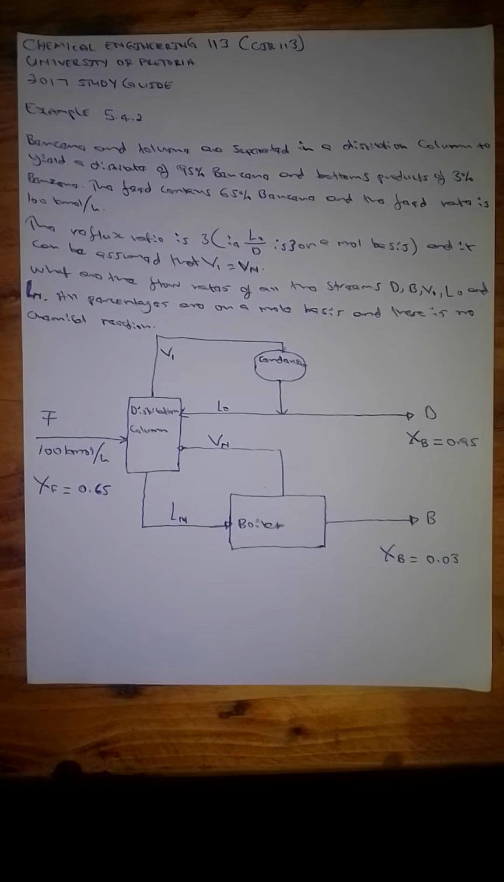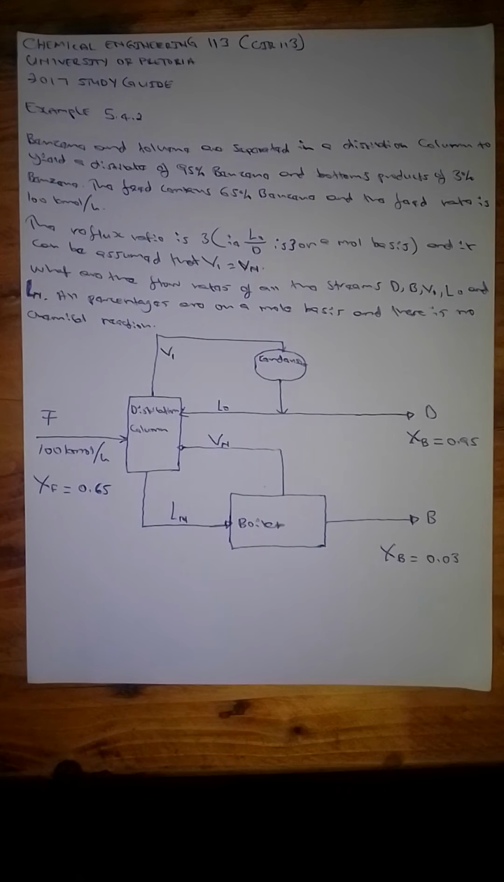We continue with our 2017 study guide of our CIR 113 module. We're looking at example 5.4.2. It says benzene and toluene are separated in a distillation column to yield a distillate of 95% benzene and bottoms products of 3% benzene. The feed contains 65% benzene and the feed rate is 100 kmol per hour. The reflux ratio is 3, that is LO over D is 3 on a mole basis, and it can be assumed that V1 equals Vn. The question is, what are the flow rates of all the streams D, B, V1, LO, and Ln? And all percentages are on a mole basis and there's no chemical reaction.